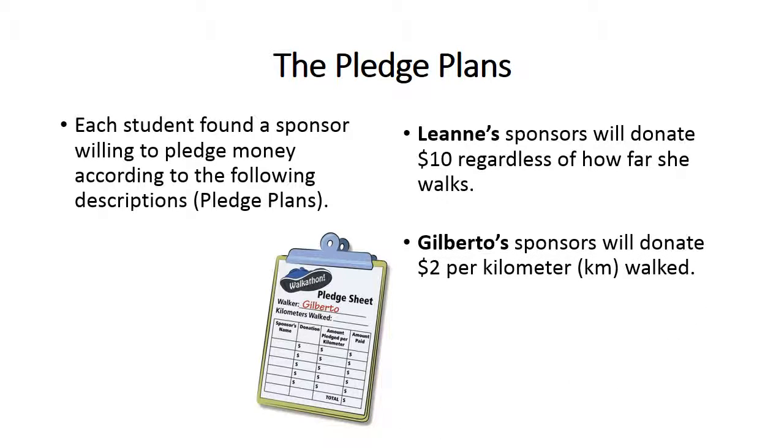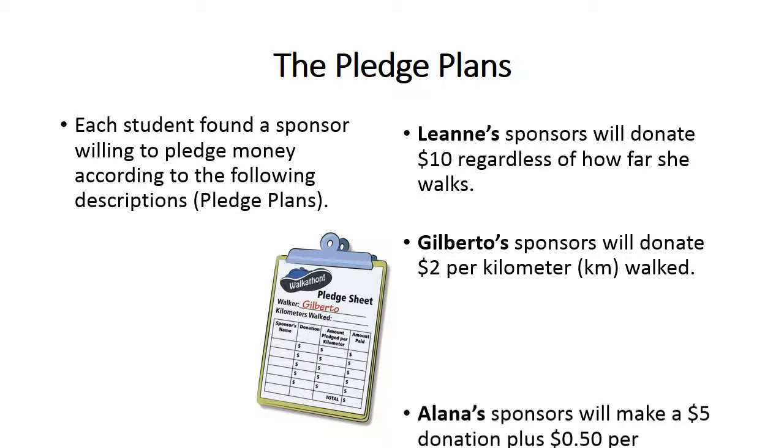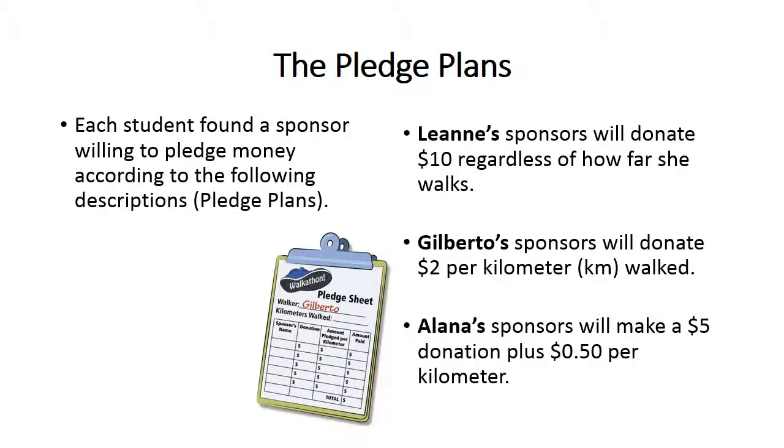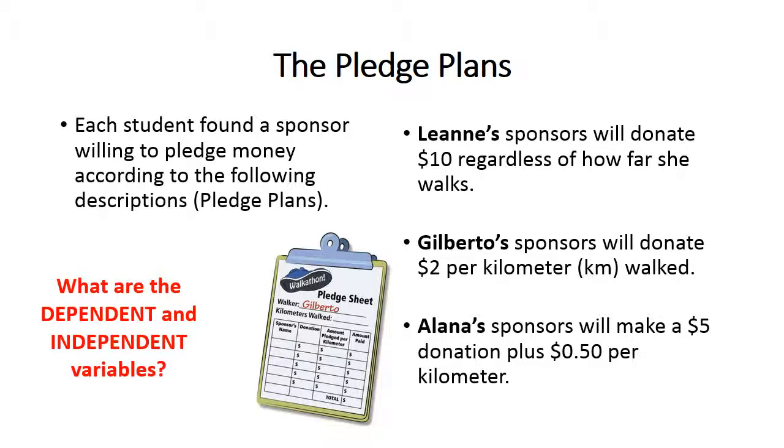Gilberto's sponsors are going to donate $2 per kilometer he walks. Elena's sponsors are going to make a $5 donation, and they're also going to pay her 50 cents per kilometer she walks. As you think about these 3 pledge plans, they all have the same dependent and independent variable. I'd like you to identify those, put your answers into the Edpuzzle, and then continue on.